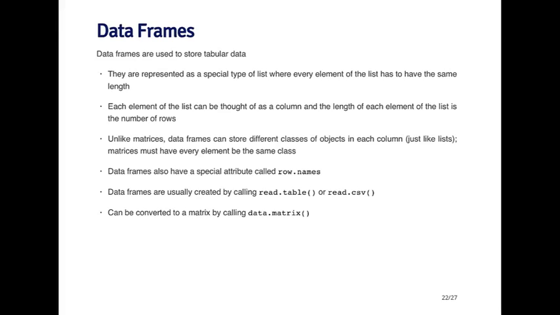Now, if you have a data frame that has many different types of objects and you coerce that into a matrix, it's going to force each object to be coerced so that they're all the same. So you may get something that's not exactly expected.